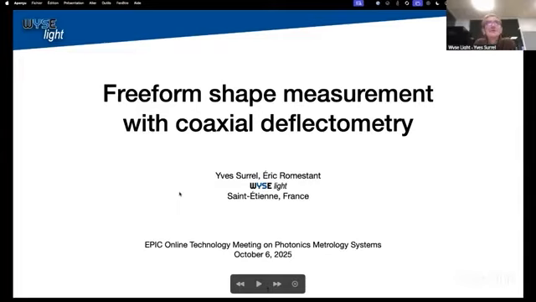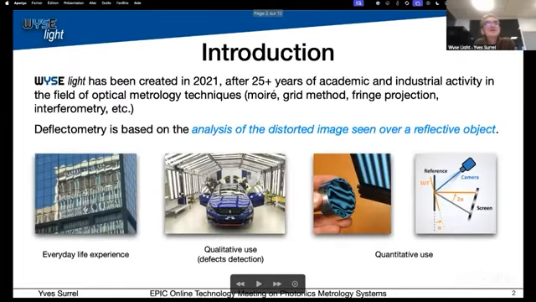Our company develops a system for shape measurement of reflective surfaces using a technique that is not very well known, which is called deflectometry. Deflectometry is something that you experience in everyday life. You see on the left image a phenomenon you can see in any town, and it's very well known. And when you see this, without knowing it, you are using deflectometry.